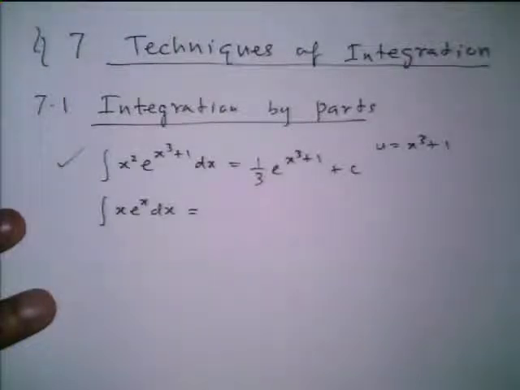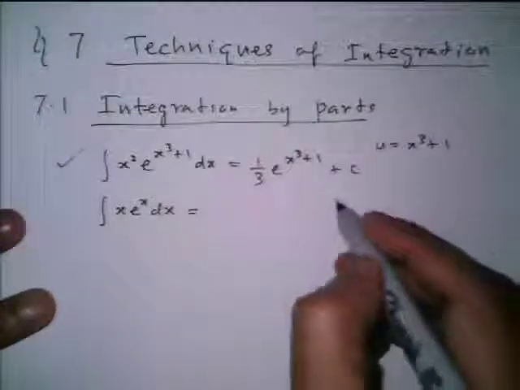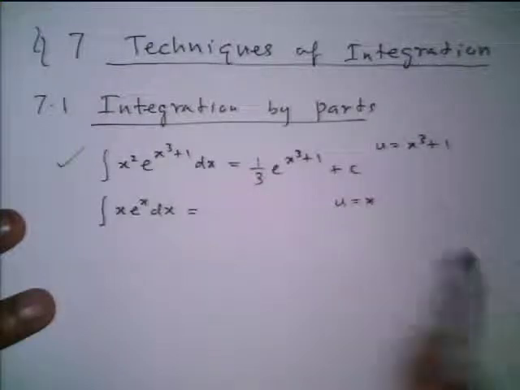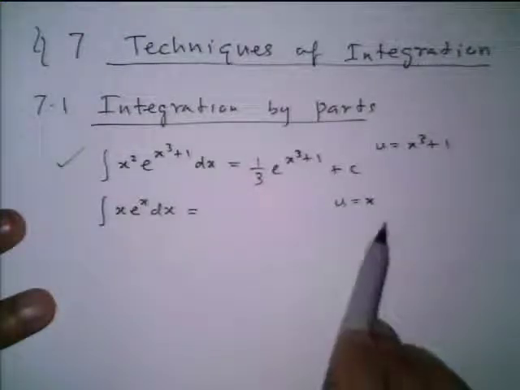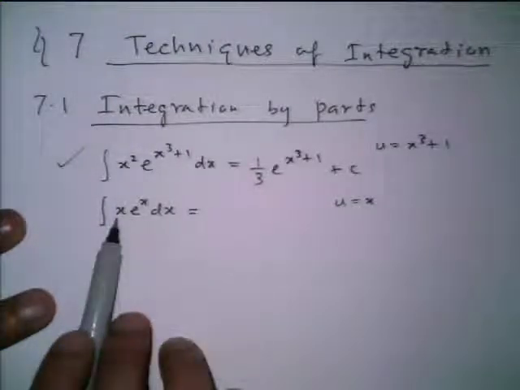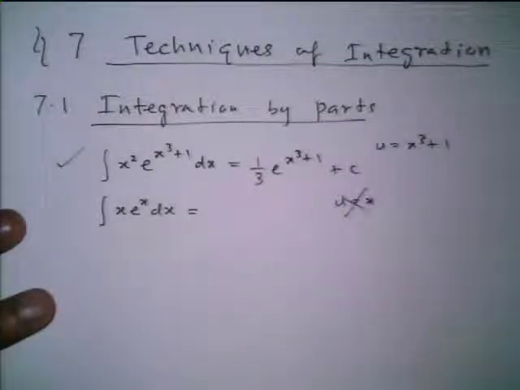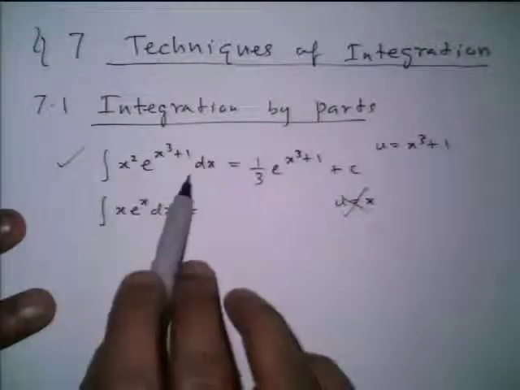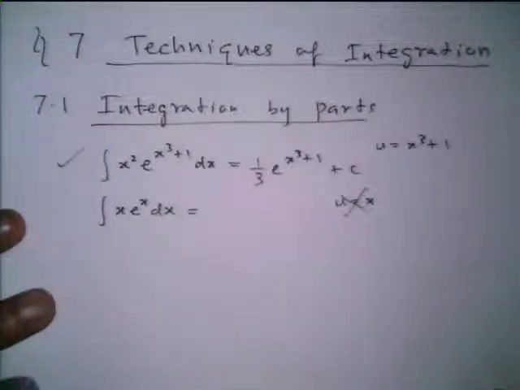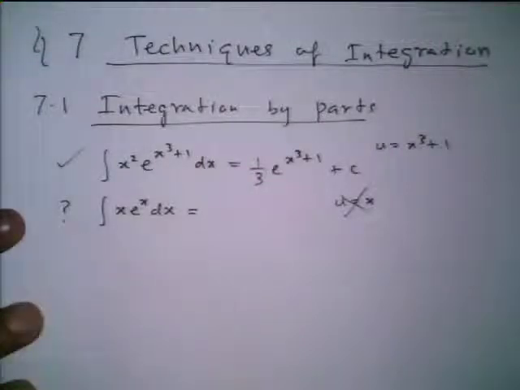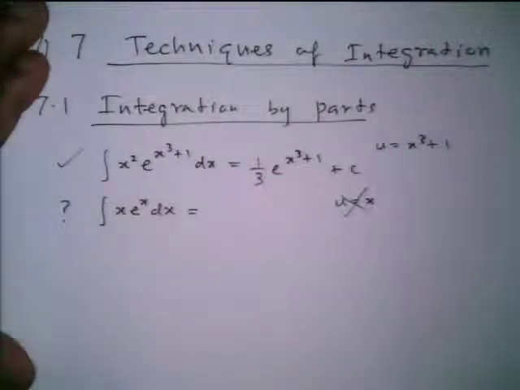Now what? Can we use substitution now? It's not going to work. Because if you start with u equals x, what's the derivative? It's 1. This is not 1, this is x. So that means it's not going to work. You cannot use the substitution method for this problem. This is even simpler than that, but you cannot do it. So that's the problem. That means we need new methods.